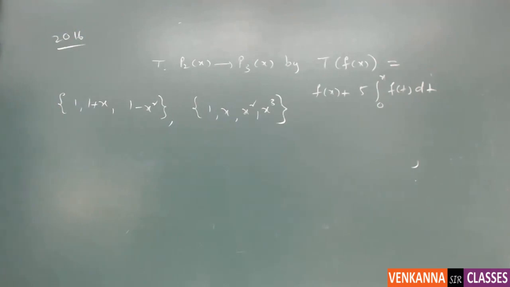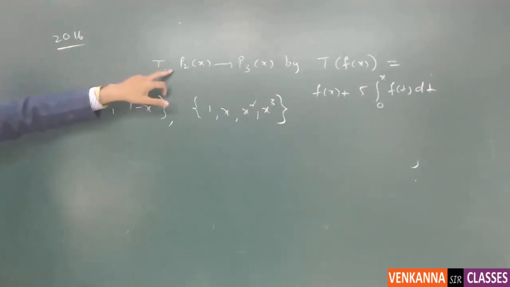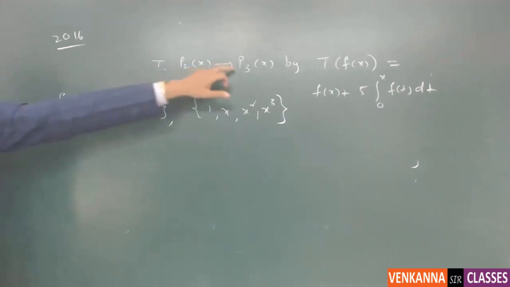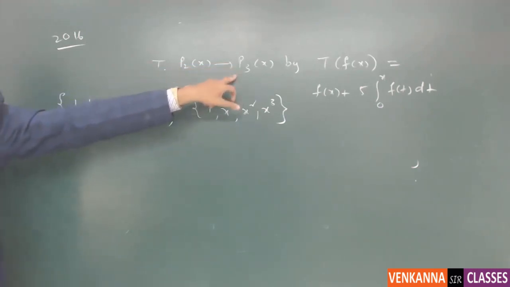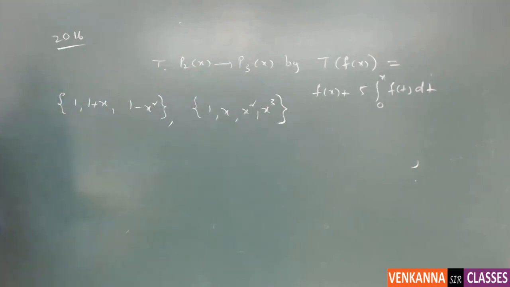So you are defining the transformation from the set of all second degree polynomials to the set of all third degree polynomials. That means you are taking here constant polynomials, first degree and second degree. Here you are taking constant, first degree, second degree and third degree polynomials. And how is the function defined? Whenever you take a polynomial f of x, T of f of x is equal to f of x plus 5 into integral 0 to x f of t dt. Now, if these are the respective bases for domain and codomain, what could be the matrix of T?